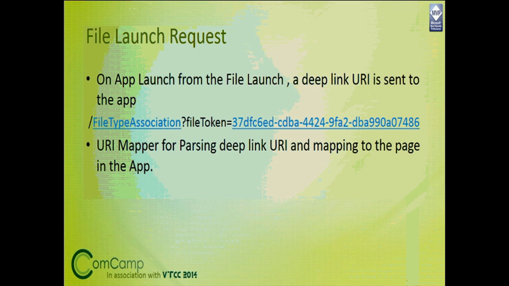Now, our app has to recognize this launch URI and redirect to a page that can handle this request. The URI generally contains the text /FileTypeAssociation that you see here, and it also contains the FileToken query string parameter, which is nothing but the unique GUID or identifier for the file. When your app is launched as a part of the file association, you may use the URI mapper to redirect to a page designed to handle it.